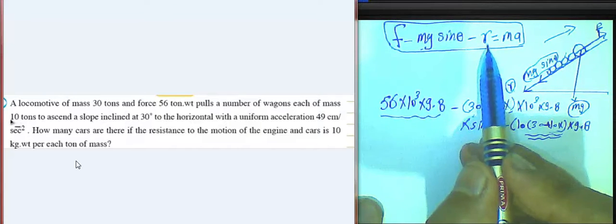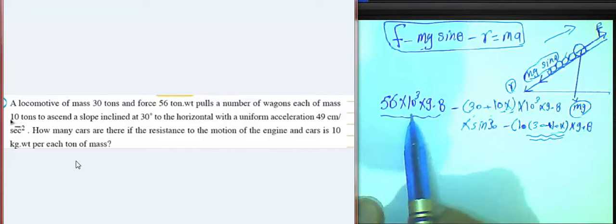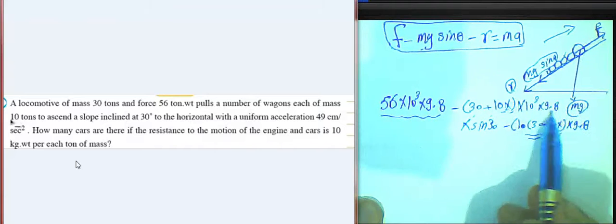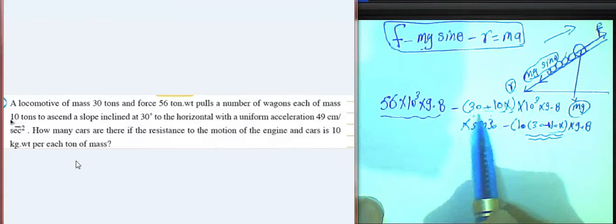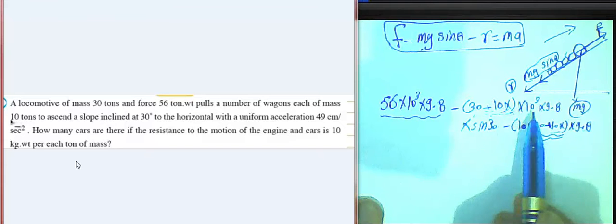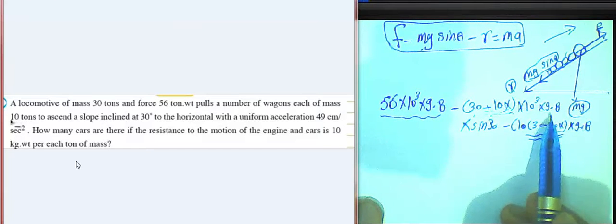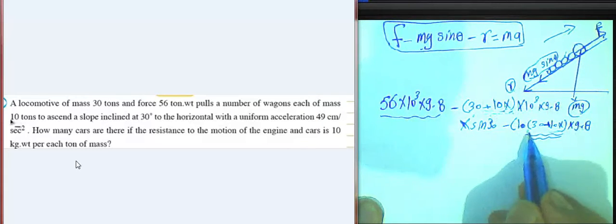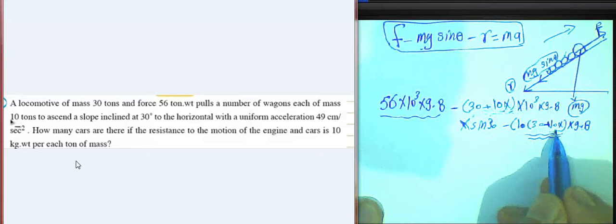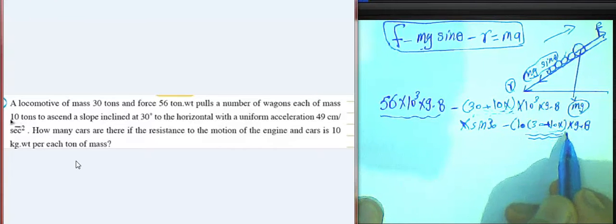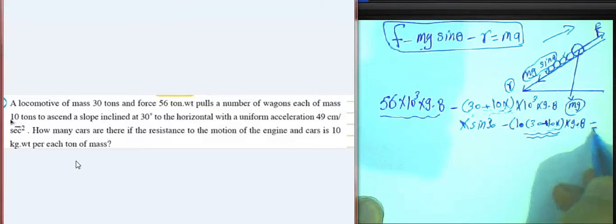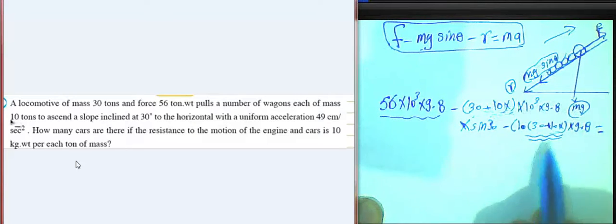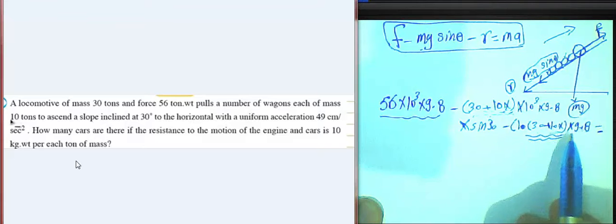Okay, now we write here F subtract mg sine theta. All this, m was 10 multiply 10 power 3 to convert to kilogram, multiply 9.8 to convert to Newton, multiply by sine 30, subtract R. R was 10 multiply 30 plus 10 multiply x. X refers to the number of wagons of the car, multiply 9.8. We can write complete here equal m multiply a. M was 30 plus 10x multiply by 10,000.